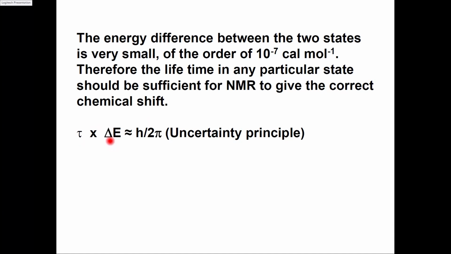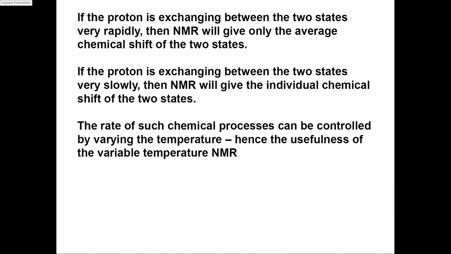This is very clearly manifested in the NMR spectrum at various temperatures. This is essentially what I said now. If the proton is exchanging between two states very rapidly, then NMR will give only an average signal. If the proton exchanges between the two states slowly, then NMR will give individual chemical shift states.